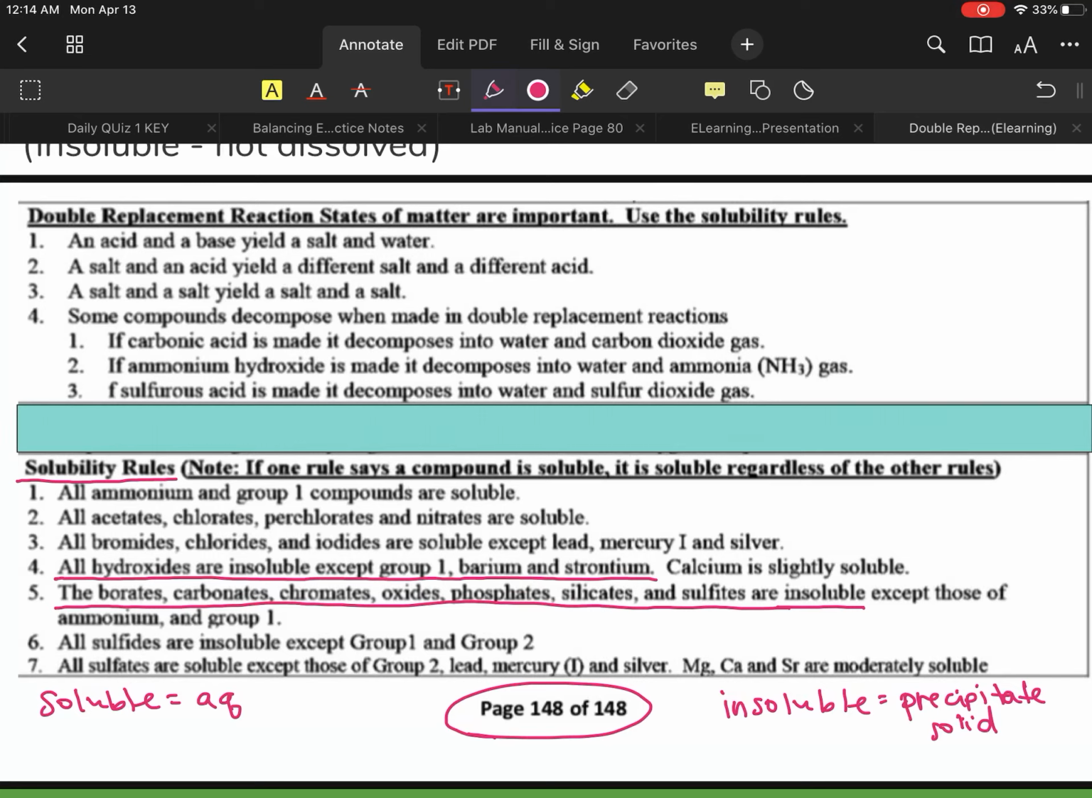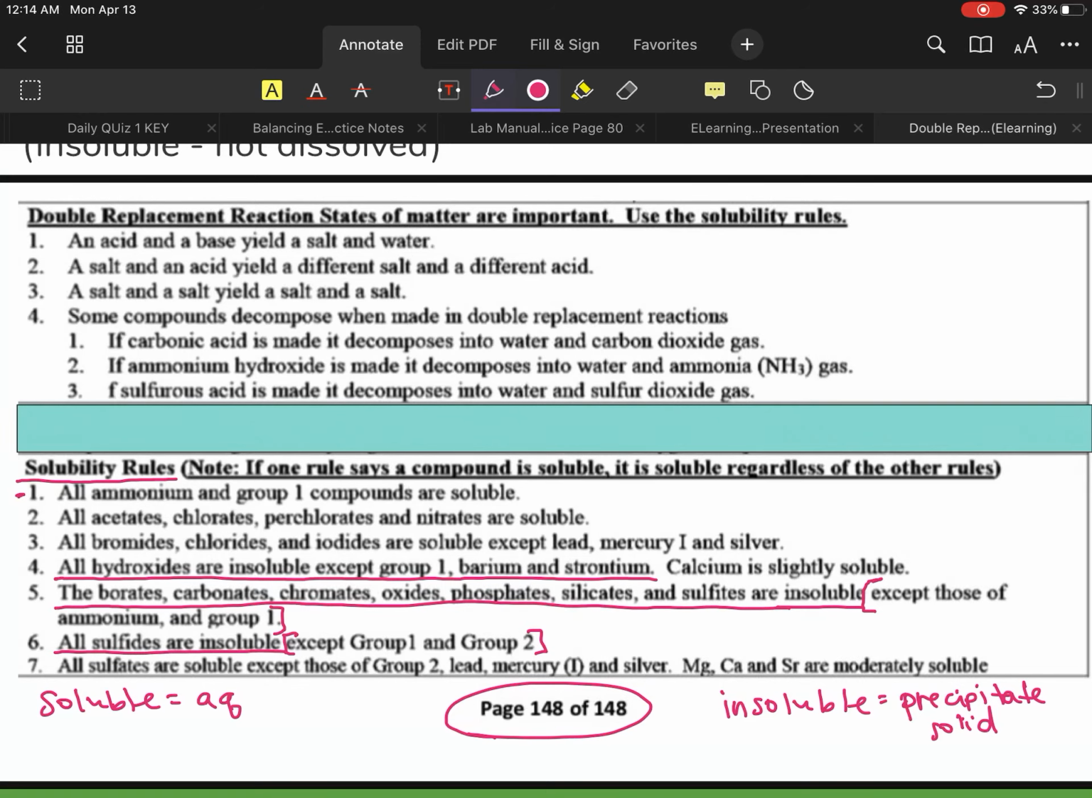Anytime these excepts are coming from these rules up here, like number 1, I've already been told that these are soluble, so I can't go back on my rule. So we can't forget about the except rule. The very last thing is that sulfides are insoluble. And again, we have an except. So as long as I don't have one of those, I know that it's going to be aqueous.